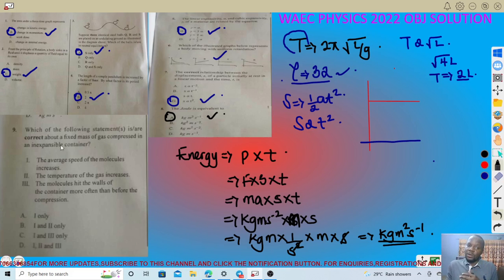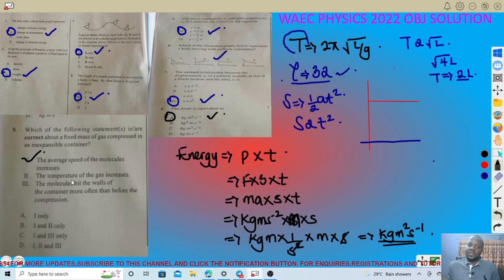The average speed of the molecules is increasing. Yes, correct. I told you about that. Average speed will increase because it is being compressed. So they collide more with the walls of the container. There'll be molecule to molecule and molecule to container collisions. You can use Maxwell equation to actually get anything you want. But for the basics of the level of the exam we are writing, we are limiting it to what we've been taught.